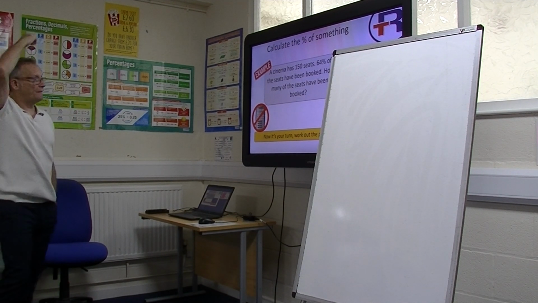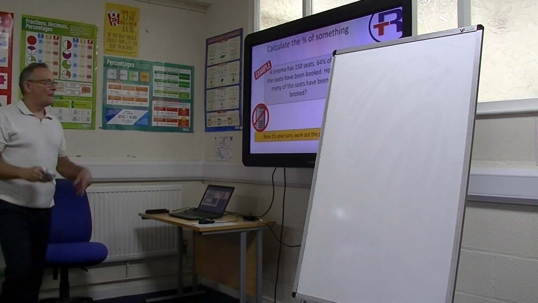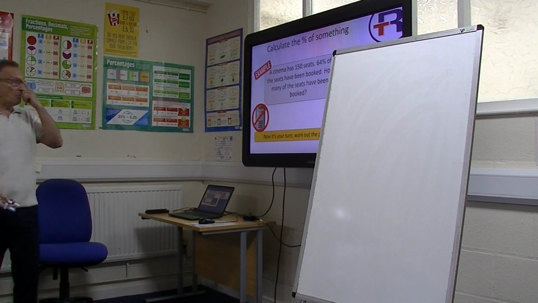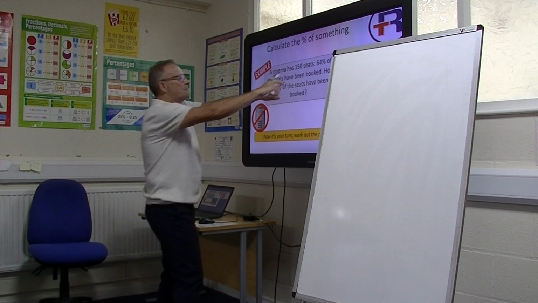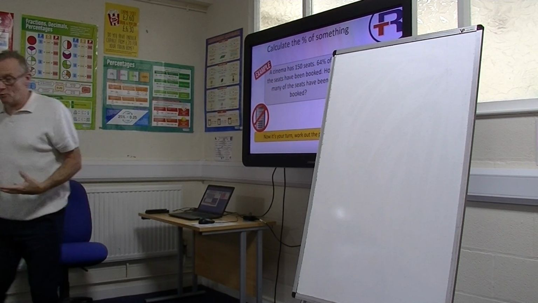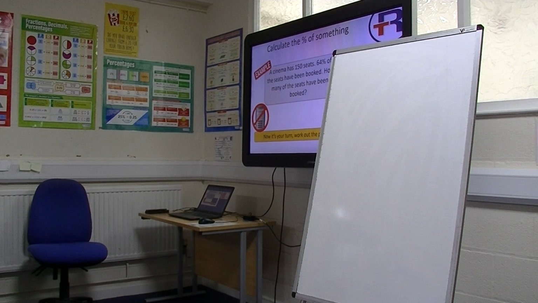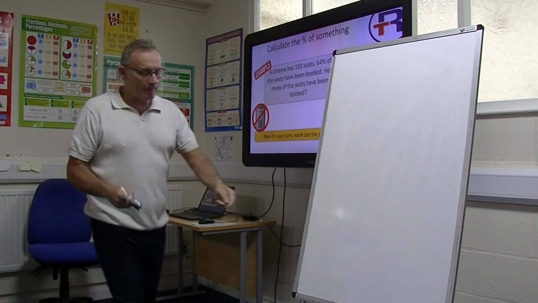The cinema is 150 seats. 64% of the seats have been booked. How many of the seats have been booked? So again, we look at the question, and we see there are only two numbers in the question. So we know the question is asking us what is 64% of 150. Now, doing it the way we've just been doing it, 64 divided by 100 times 150, it's a bit mind-blowing. So is there an easier way of working that out? Yes, there is, and it's this.